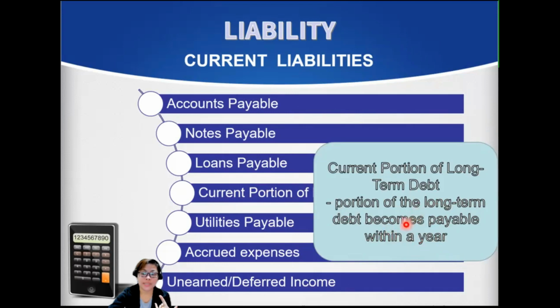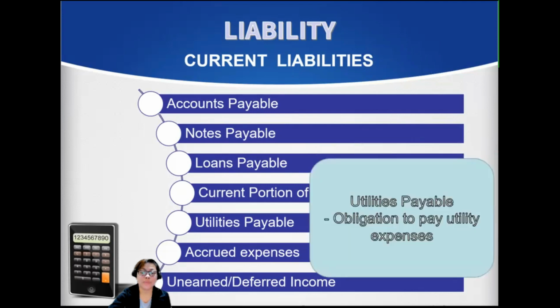This normally arises from serial bonds or long-term notes that have an amortization of yearly, semi-annually, quarterly, or monthly payments. Then we have utilities payable. This is a liability to pay the services of utility companies. Like we have PLDT for telephone and internet, Meralco for electricity, Prime Water for water, and others.